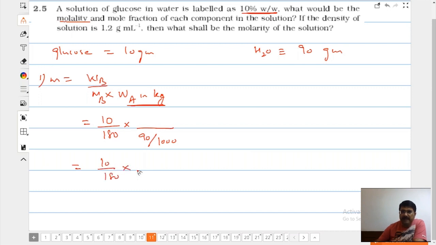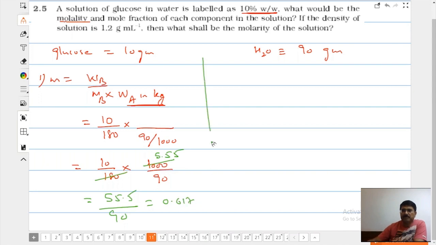10 by 180, it is 1000 by 90. It will be good for you if you remember 1000 by 180 is 5.55, so that is 55.5. Remember this, it will help you. The answer is 0.617. Good. Now let us go to mole fraction.